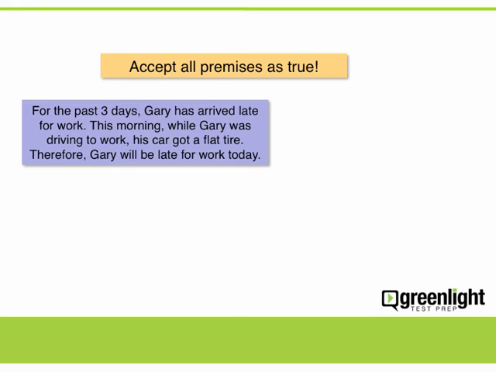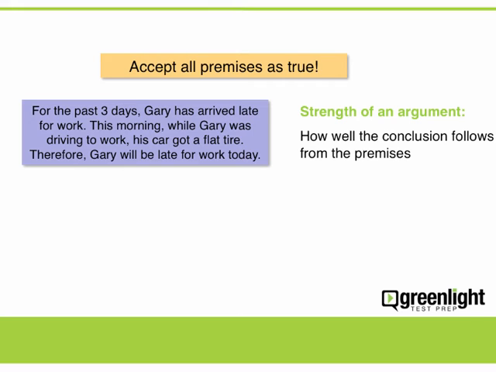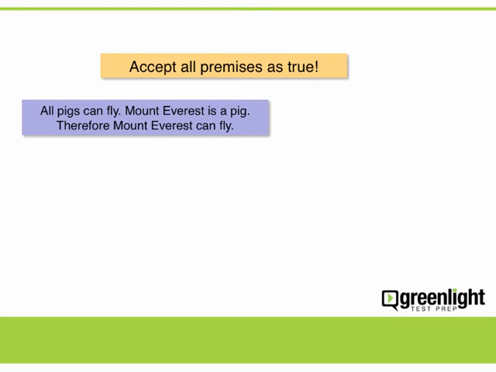When gauging the strength of an argument, we must examine only the degree to which the conclusion follows from the premises. Consider this argument, for example. All pigs can fly. Mount Everest is a pig, therefore Mount Everest can fly. Is this a strong argument? It might sound silly, but since we must accept the premises as true, and all pigs can indeed fly, and Mount Everest is a pig, well then it must be the case that Mount Everest can fly. Since the conclusion definitely follows from the premises, this argument is perfect.